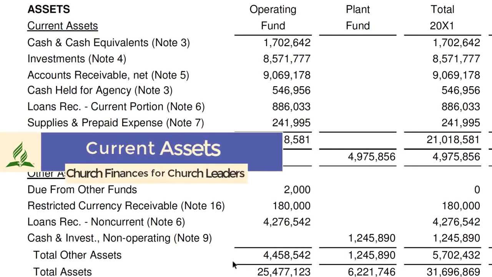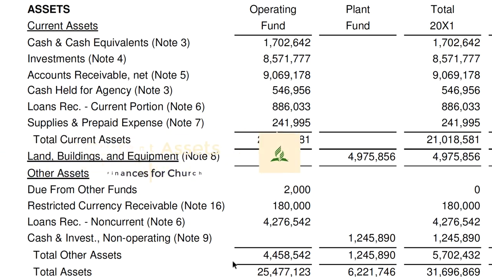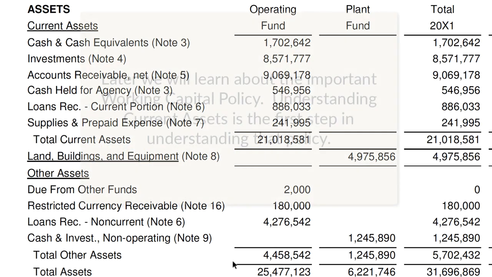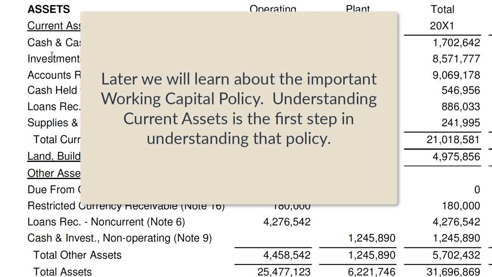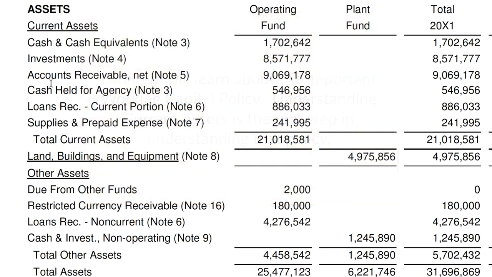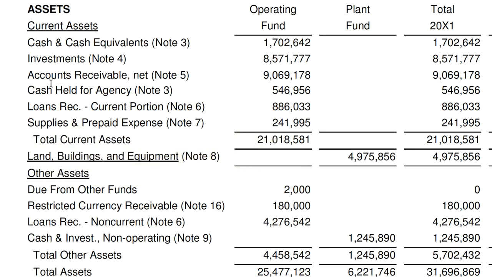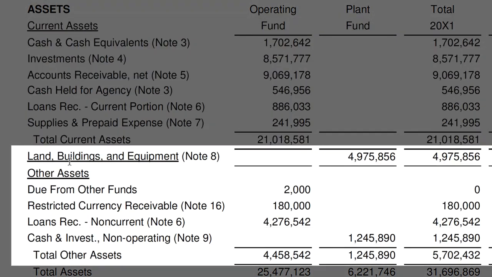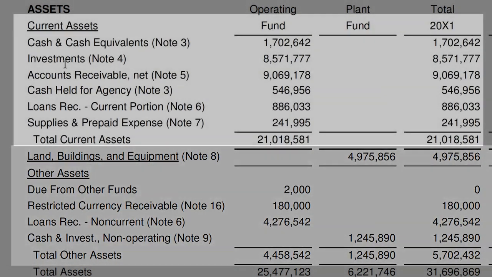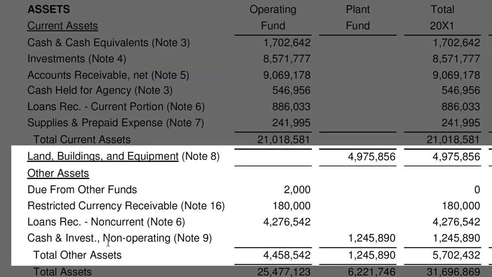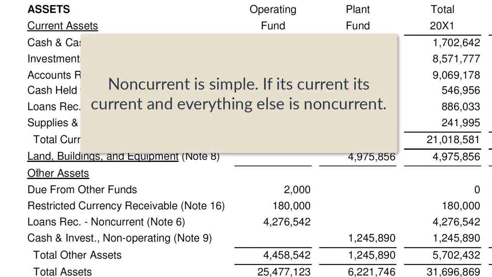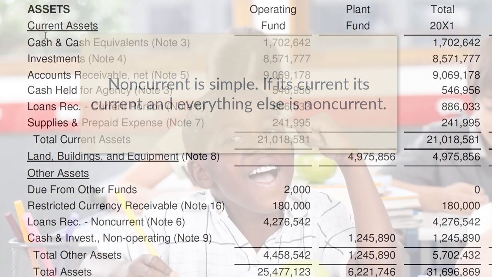For reasons that will be clear later on, it is important to have a good understanding of what current assets are. I know this sounds a little bit vain, and I'm sorry for that, but most people have some confusion about current assets. As we saw in the last video, assets are the things that the organization owns. We have basically two categories of assets, current and then non-current. If you know what current assets are, then you have a clear understanding of non-current. If it is current, then everything else is non-current.